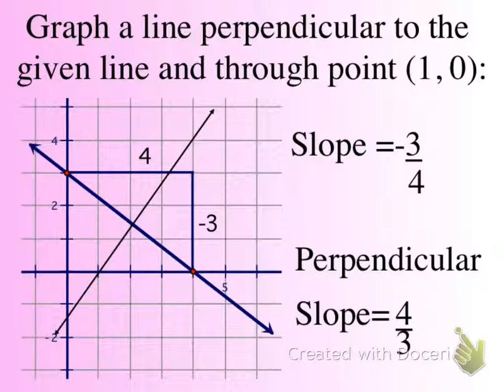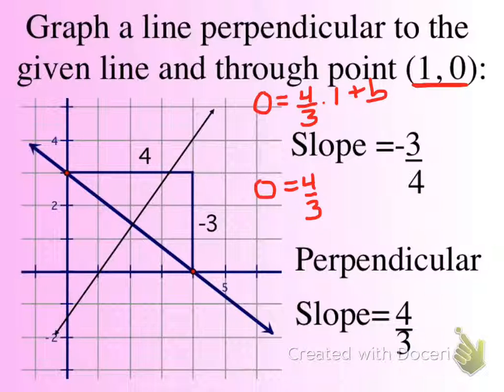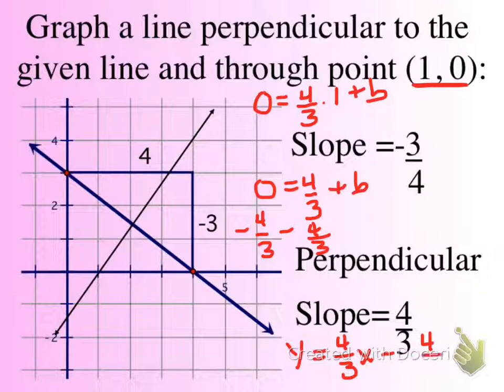So we'll use that information like a type 2 problem, and we'll put in 0 is equal to the new slope, 4 over 3 times the x, so I'm taking the x and the y from here, plus b. So 0 equals 4 over 3 plus b. So I'll subtract 4/3, and I'll get an equation of a line that looks like this. y is equal to 4 over 3x minus 4 over 3. And you can kind of see that the point where it crosses is actually at the negative 1 1/3.